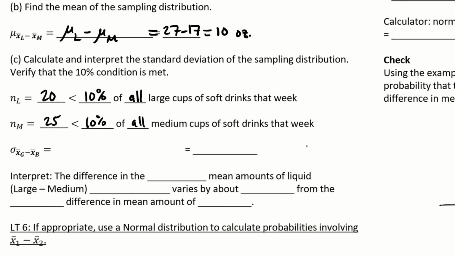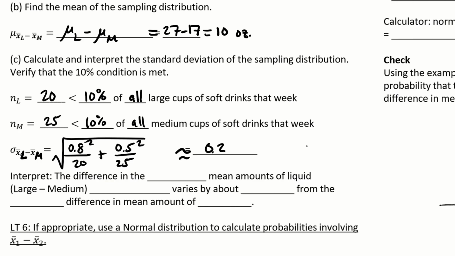So if we assume that, this should say L, by the way, and this should say M, not G and B. But we can calculate the standard deviation of the difference. So remember, it's 0.8 for the standard deviation for the large cup, and it was 0.5 for the standard deviation for the medium cup, so 0.5 squared. And there were 20 cups here and 25 cups there. So if you calculate that, we get about 0.205 ounces.